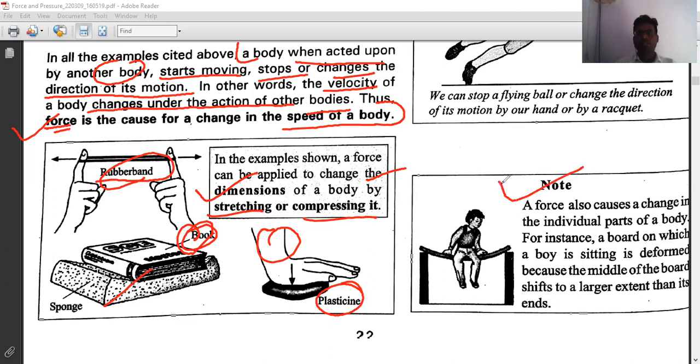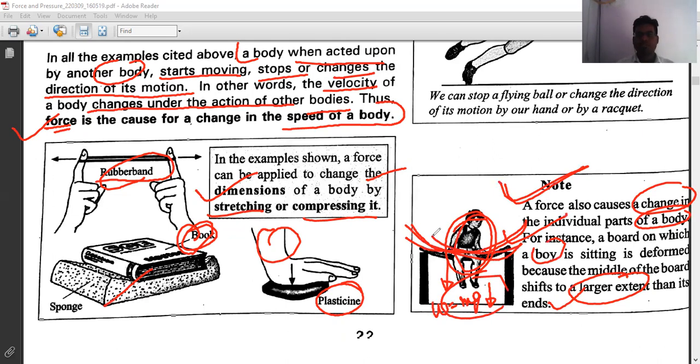Now look at the next point. Note, a force also causes a change in individual parts of the body. For instance, a board on which a boy is sitting is deformed, because the middle of the board shifts to a larger extent than its ends. Due to his weight, it stretched, because weight is acting downward. Weight is mg, so an mg downward force is acting. Due to this, it stretches. So these all are examples of force.